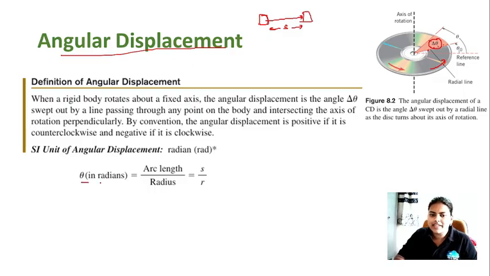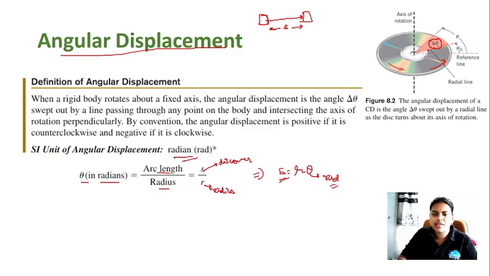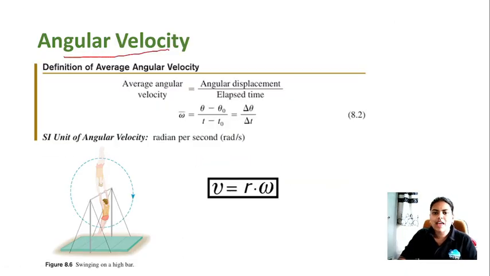Angular displacement theta in radians is equal to arc length upon radius, or I can say theta is equal to s upon r. r is the radius and s is the arc length or the distance covered. And that's why I can write from this that s is equal to r theta. So the linear distance covered by a particle doing rotational motion would be equal to r into theta. And this theta should be in radians. SI unit is radian.